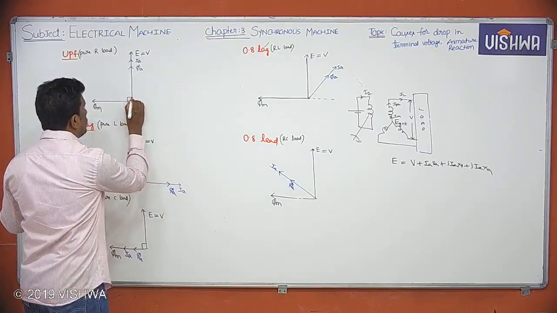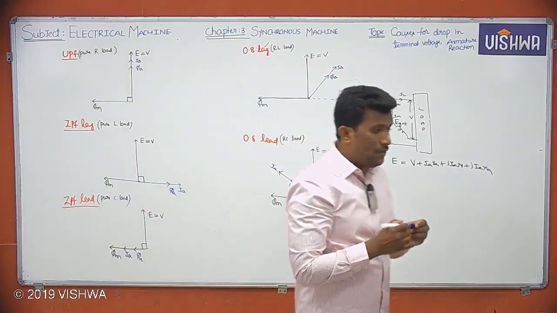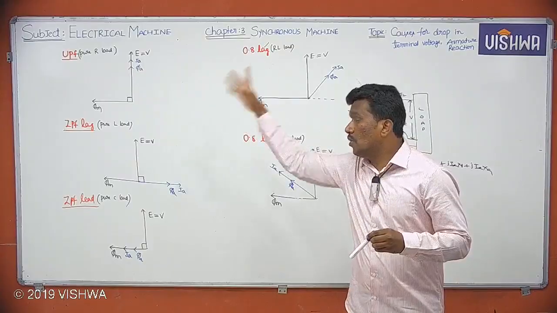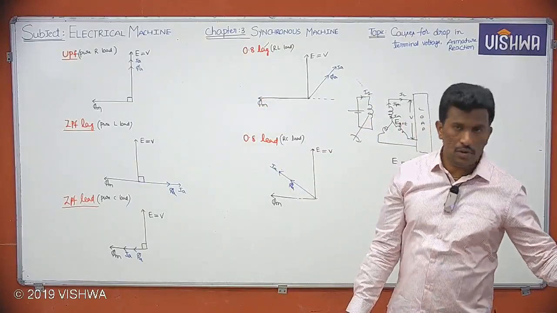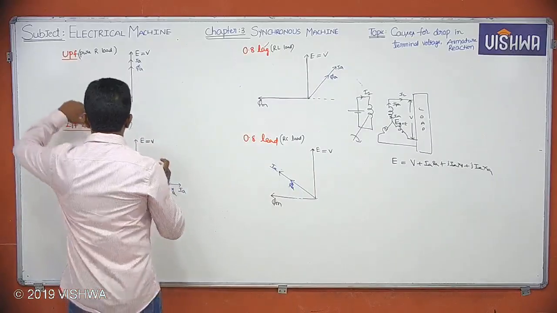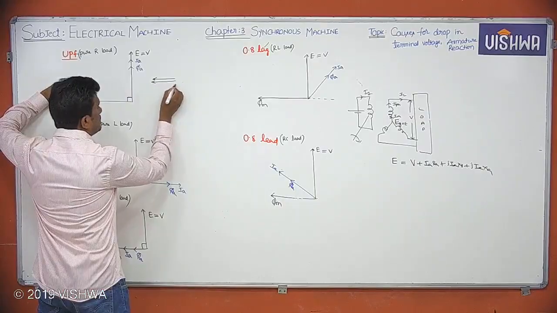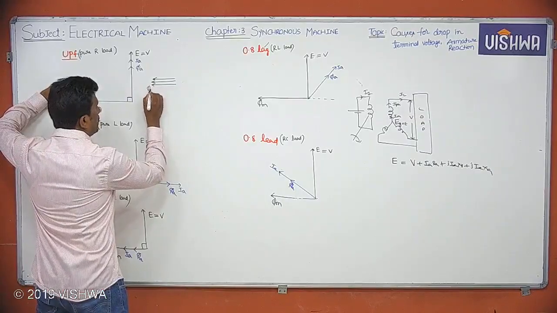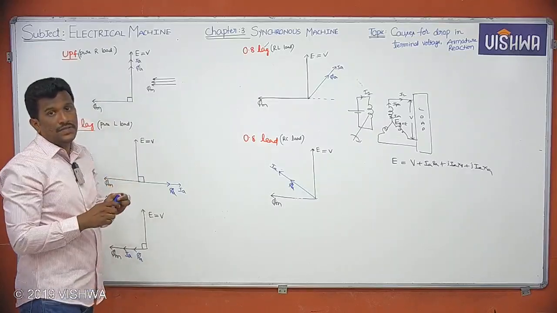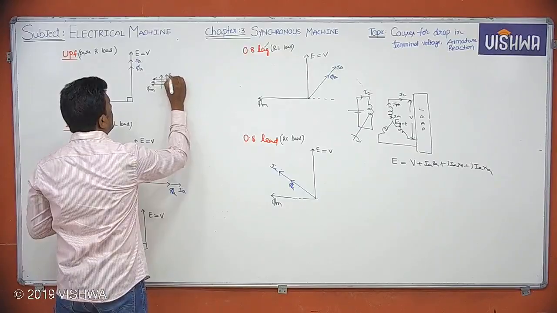Let us see. If you take an alternator having a pure resistive load, what is the effect of armature reaction? Very simple. This is what I can say phi M. Phi M is like this. Let me use this black color flux line. And phi A is making 90 degrees with your phi M. This is what I can say phi A.